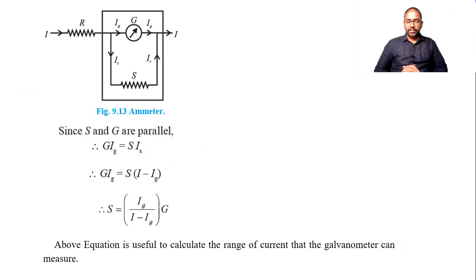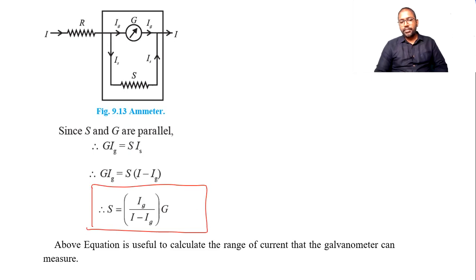I hope you understood this mathematics. This formula you have to remember. A question may be asked in a problem: how much shunt is needed to keep a range of 10 ampere? Then you have to use this formula. You use 10 for I, and IG accordingly as given in the problem. The resistance of the galvanometer is also given.